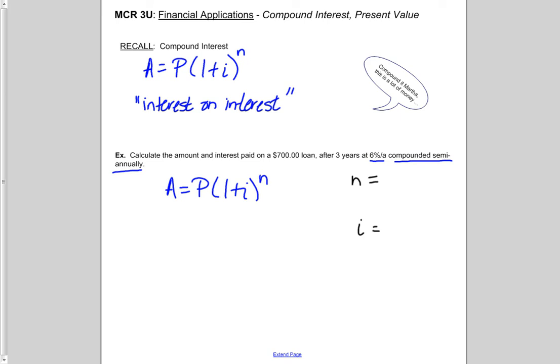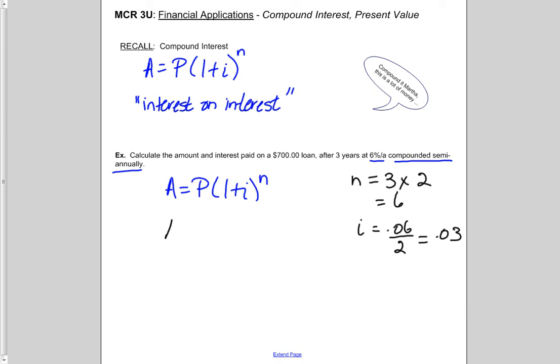Number of compounding periods is how many times your banker sits down and calculates your interest. He does it for 3 years, twice a year, semi-annually. So 6 times he is going to add interest into your account on top of interest. The interest rate is 6% or 0.06, but they can't give you 6% twice a year or they're going to go broke. So they're going to divide by 2 and give you 3% twice a year.